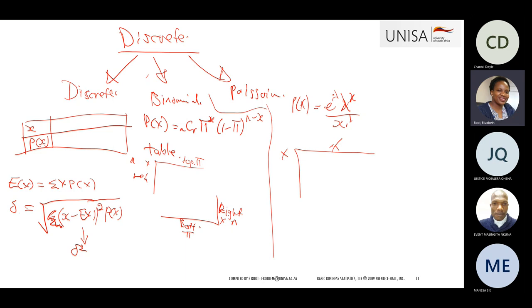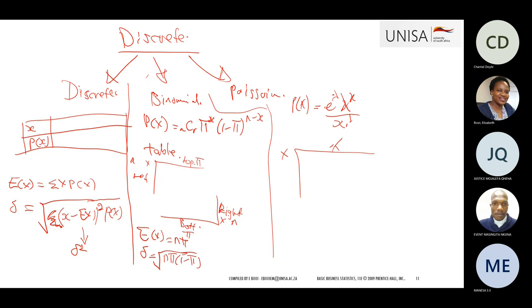You also are expected to know how to calculate the expected value, which is your n times the probability for a binomial, and the standard deviation, which is the square root of n times the probability times 1 minus the probability. And remember, anything underneath the square root is the same as your variance.